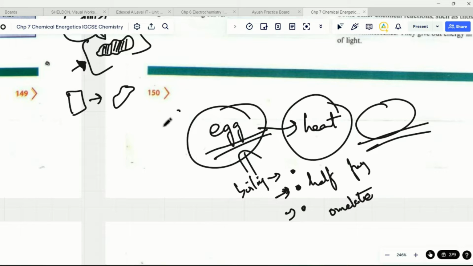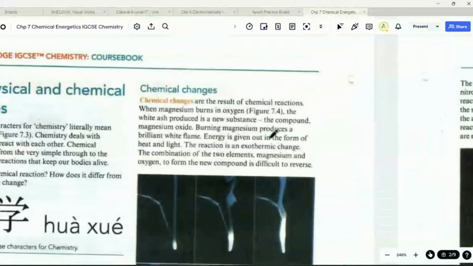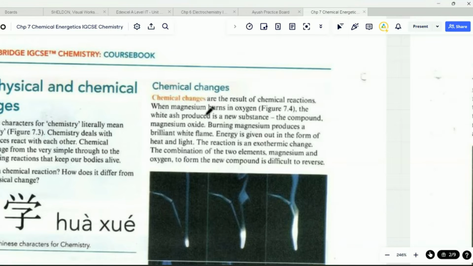Yes. So what example is this? This is an example of a chemical change. So basically, what is a chemical change? In a chemical change, we will get a new substance after that chemical reaction has taken place. This is what you all need to remember. Chemical changes are the result of chemical reactions. For example, when magnesium burns in oxygen, the white ash produces a new substance.